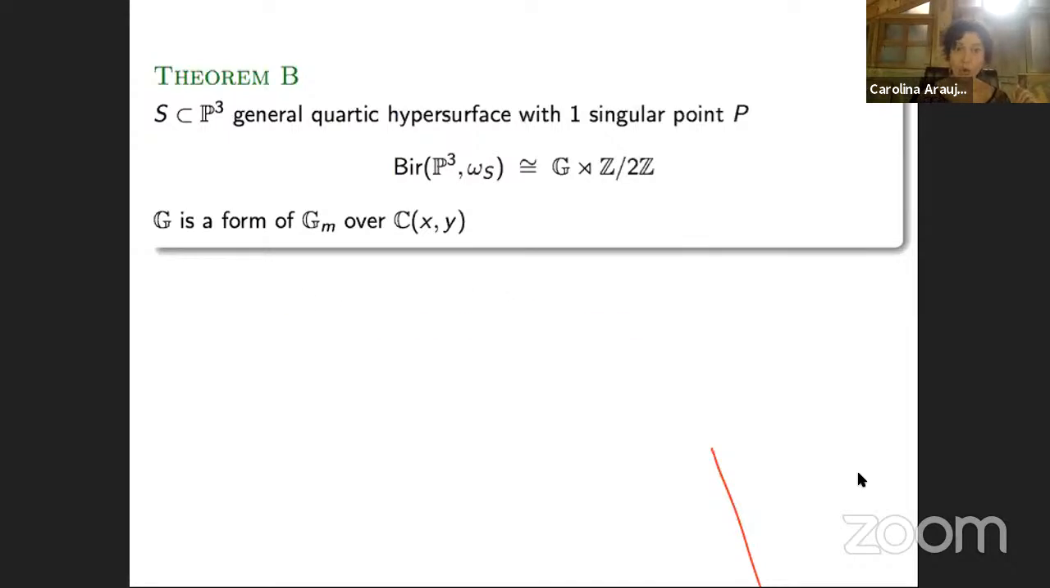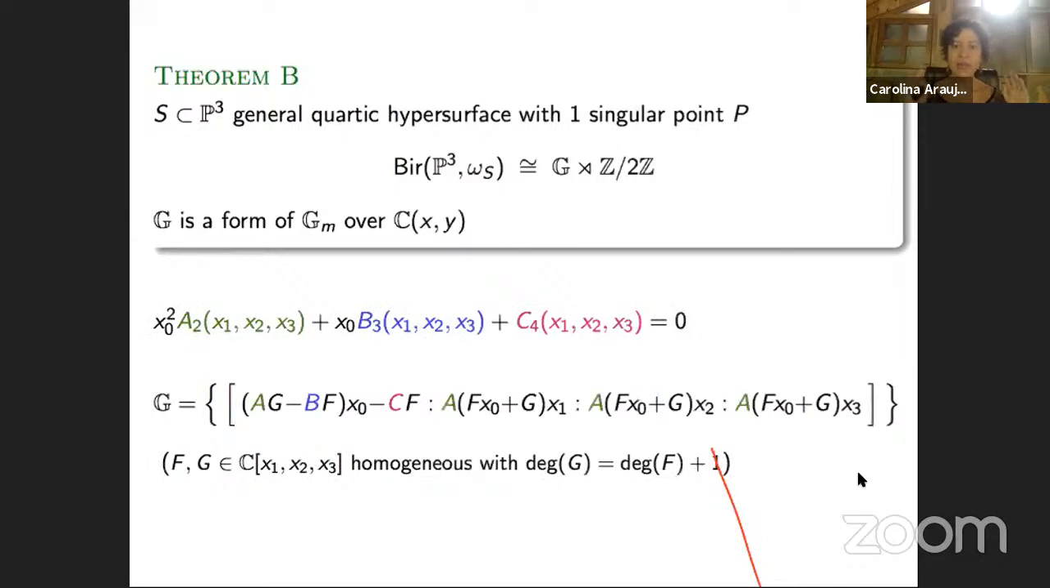And concretely, I can tell you exactly this G. If you are interested in explicit mathematics, I can give you an expression for all the elements of this group G. So this G is a complex group. It's a group, but it also has a structure of an algebraic variety.